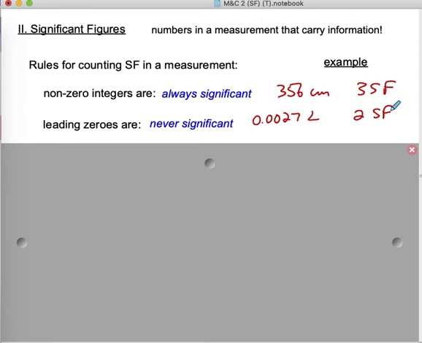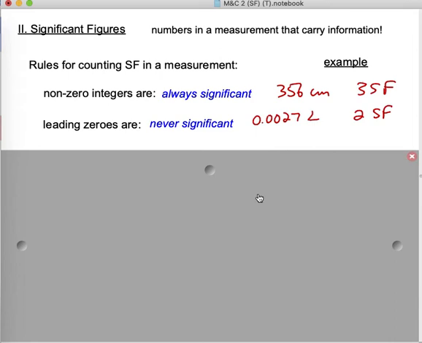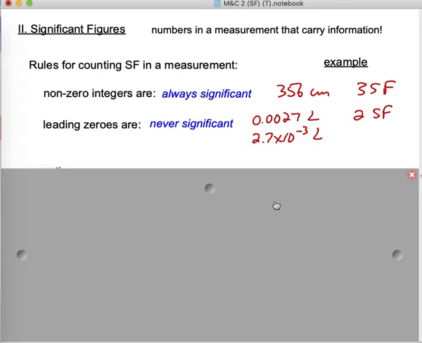A nice way to remember this is that if you convert the measurement from decimal notation to standard scientific notation, and you get 2.7 times 10 to the negative third liters, where did those zeros go? They went away. They can't be significant if they disappear when you convert them from decimal to scientific notation, so that's only 2 significant figures. Actually, they didn't disappear. They went into the power of 10.